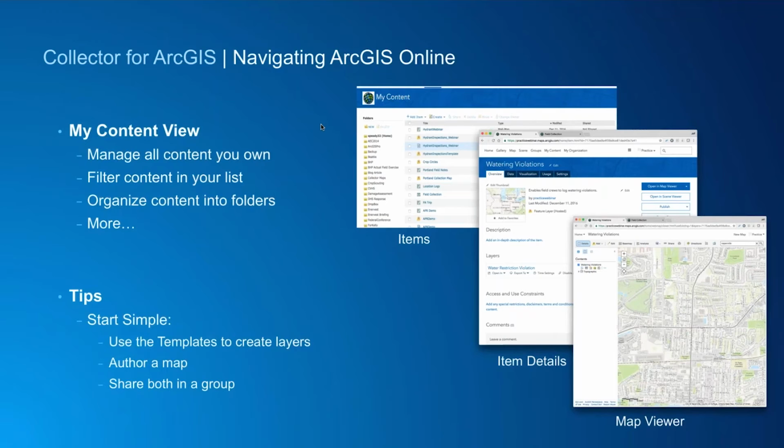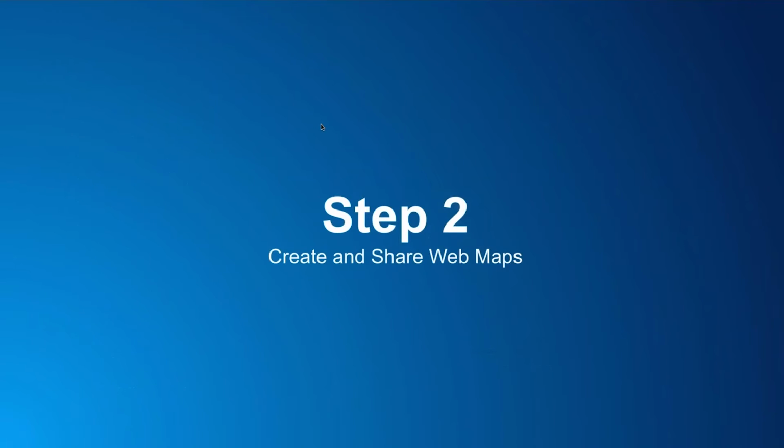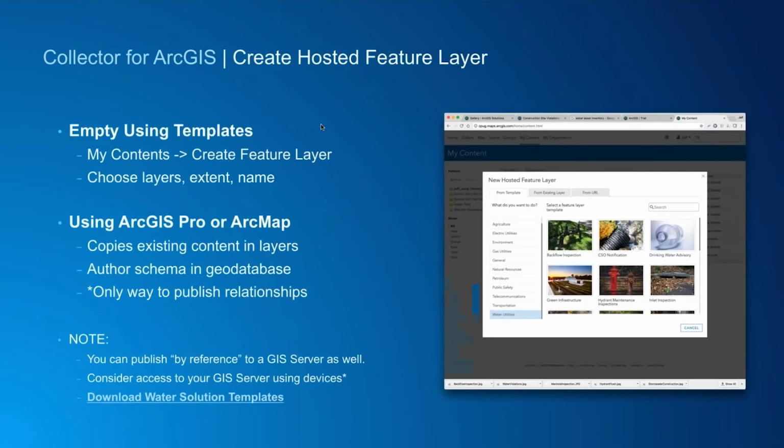All right, so some tips. Again, like I mentioned, start simple. You can use these templates to create layers from scratch, go out into the field and do some simple data collection. You're authoring a map. There's a lot of details in the map that you can then share inside of a group. So let's go through a bit of those other details.